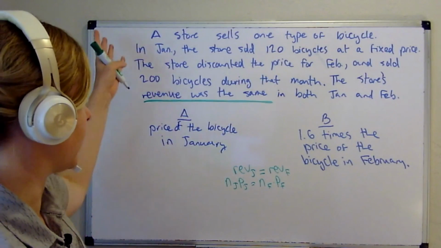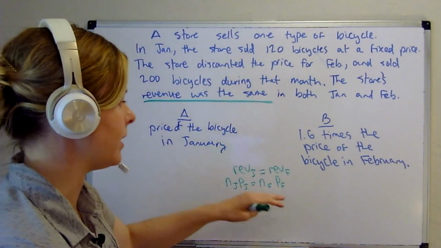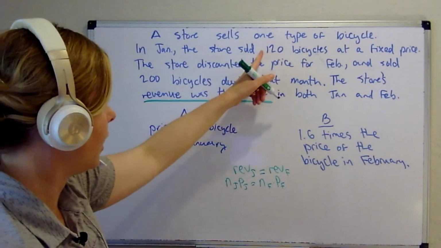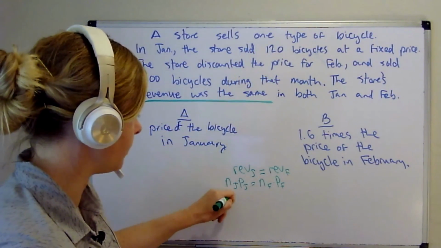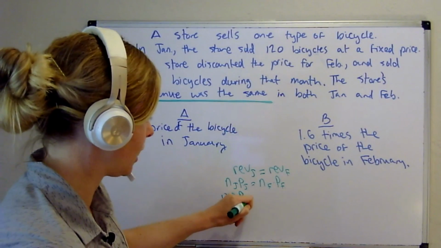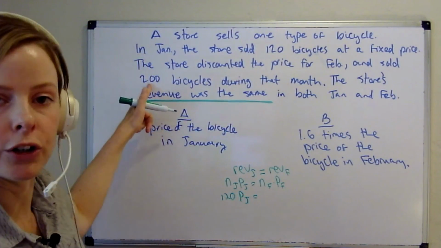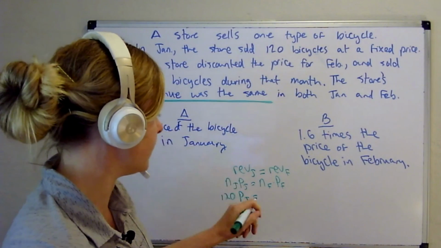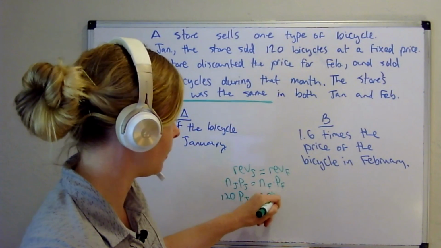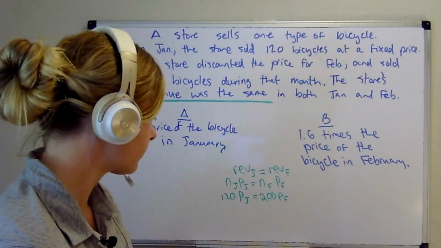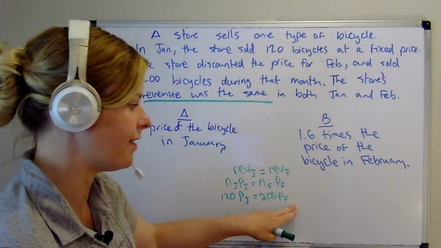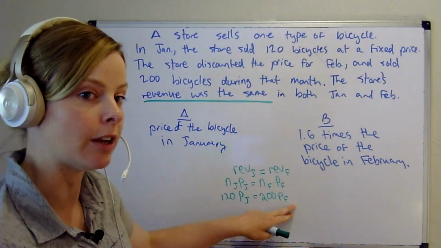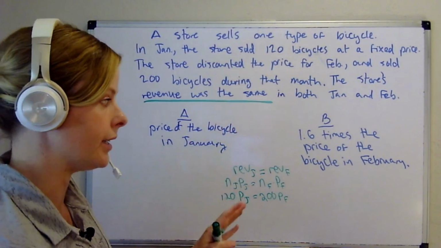And luckily, we are given even more information. We can start getting rid of some of these variables. So we know that 120 were sold in January, so that gives us our number for January. So we get 120 times the price in January. And then we know that 200 were sold in February, so we can say that that is equal to 200 times the price in February. Now we've got a nice equation that's got price in January on one side, price in February on the other side. So we're in good shape to start comparing what we're going to need to compare.